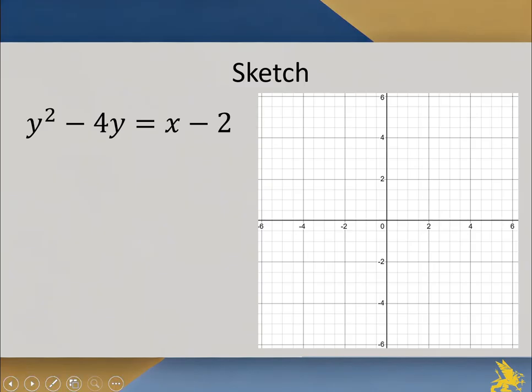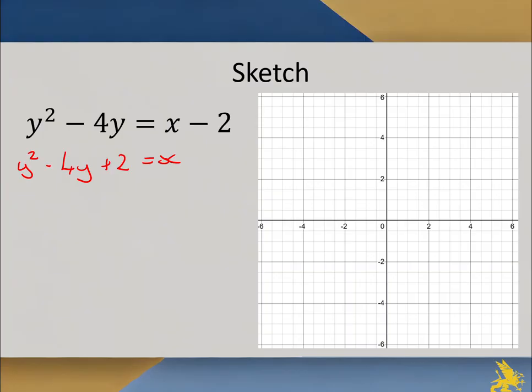So this next question is y squared take away 4y is equal to x take away 2. The first part that I'm going to do is get x by itself. So I'm just going to rewrite this as y squared take away 4y plus 2 is equal to x. Now I can use complete the square, or I'm able just to factorize.